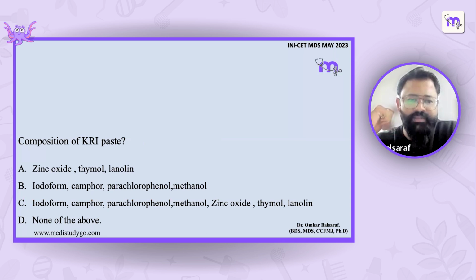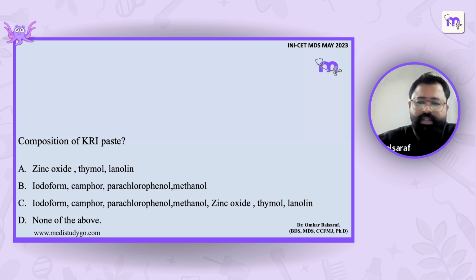Composition of KRI paste: A, zinc oxide, thymol, lanolin; B, iodoform, camphor, parachlorophenol, methanol; C, iodoform, camphor, parachlorophenol, methanol, and zinc oxide. And D is none of the above.